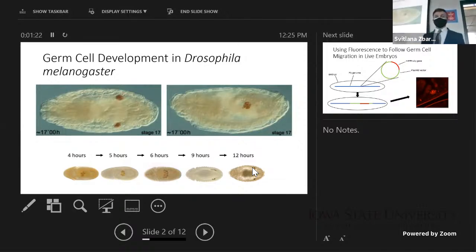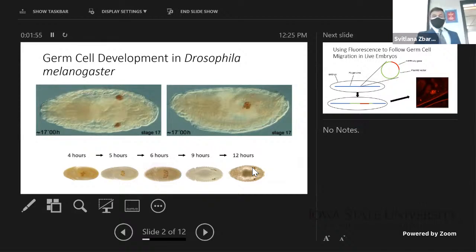We're looking at ways to better visualize these cells, because the images you're seeing here, both in the movies, are actually fixed embryos, which means that the embryos have been killed and then stained to identify these cells. That means you can't actually watch these cells migrate. You can only look at specific snapshots, like those you see down below. What we want to do is watch these cells migrate in a live embryo to better understand the mechanisms of that migration.